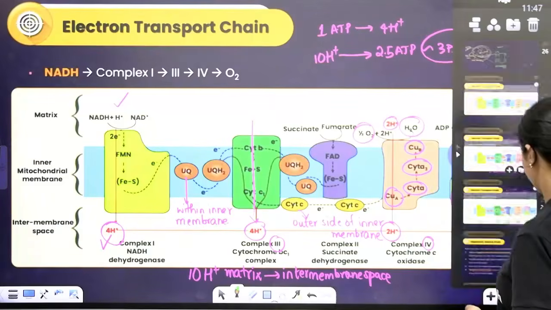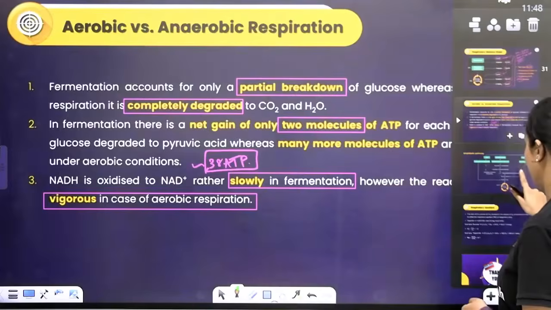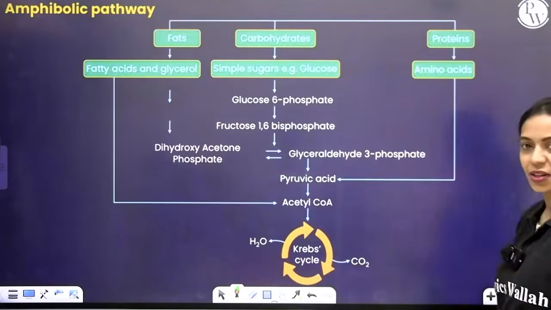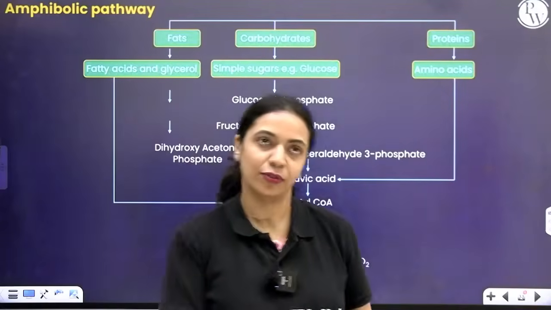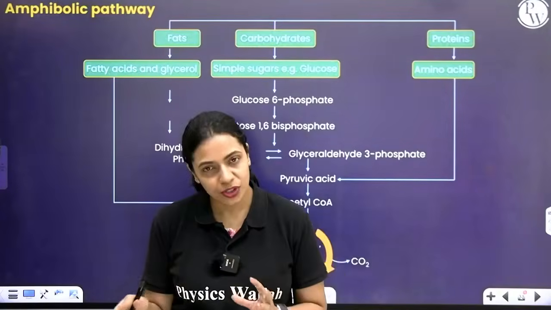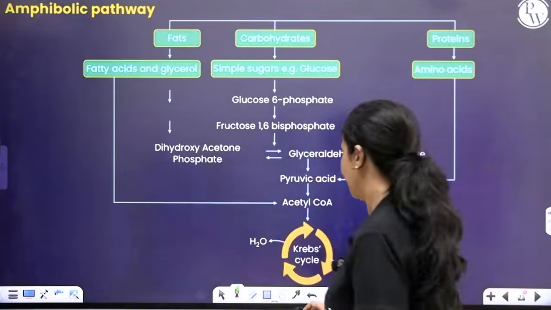Okay? All right. That's about the difference between photophosphorylation, substrate level phosphorylation and oxidative phosphorylation. Now we have almost reached the end of the chapter. We have to learn about why respiration is called an amphibolic pathway.